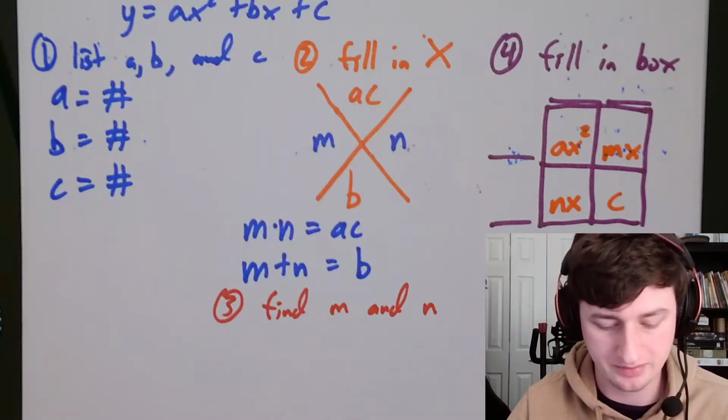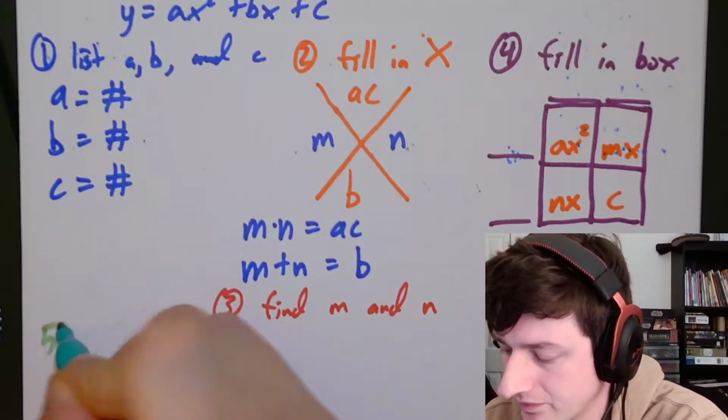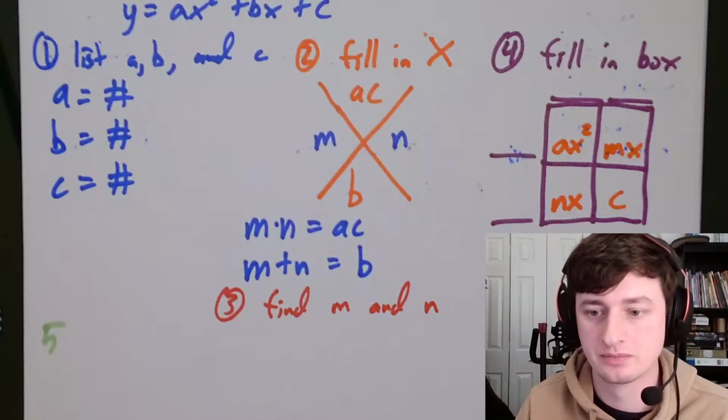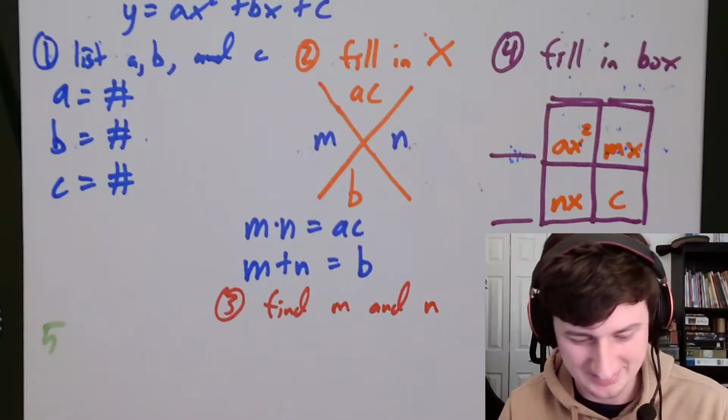So step 5 then, I need another color. Step 5 I'll do over here. Oh, that is not what I was expecting. Let me find a better color than that. We can use red.